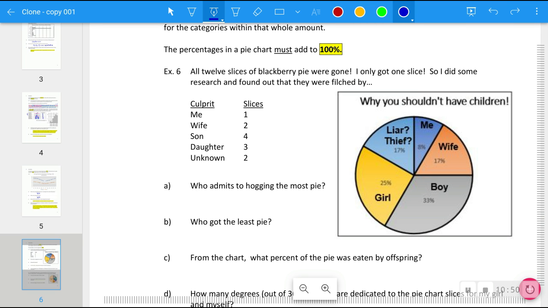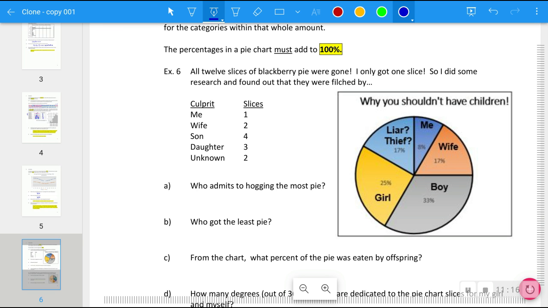And my son, he ate 4 slices. If you take 4/12, you get 0.33, repeating actually. So around 33% of the pie was consumed by my son. At least we think so, because if you look down the road a little bit here, there's 2 slices that are unaccounted for, and I'm not really sure who ate those slices. I just know it wasn't me.